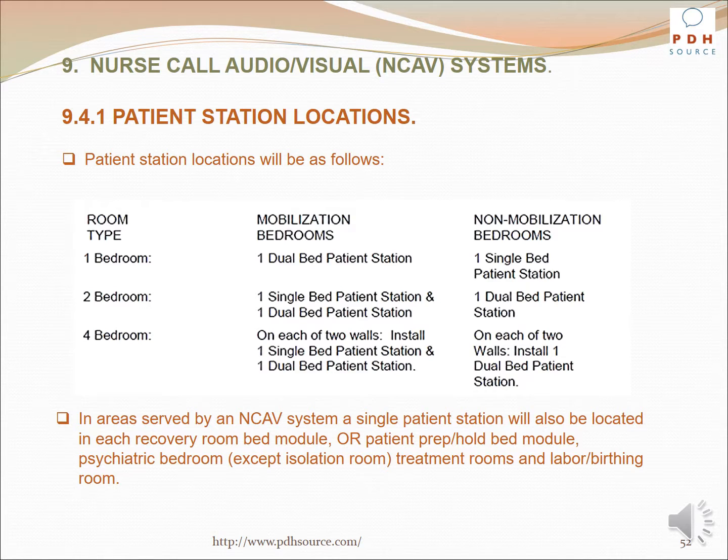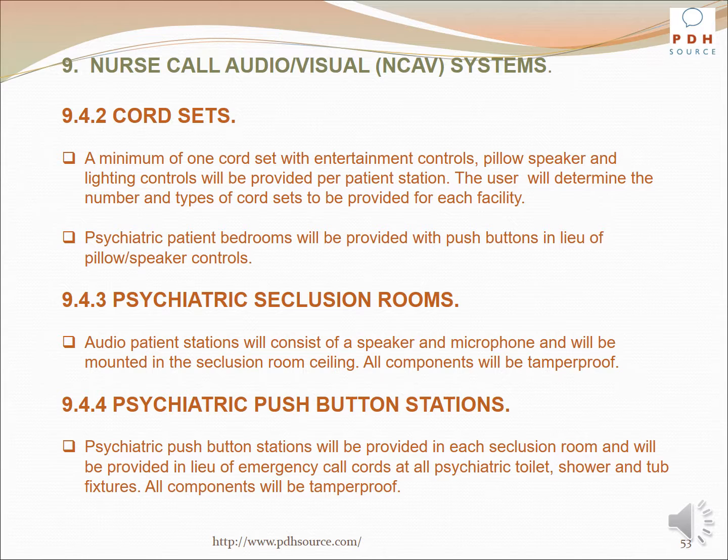Patient station locations will be as indicated in the table that you are looking at now. In areas served by an NCAV system, a single patient station will also be located in each recovery room bed module or patient prep hold bed module, psychiatric bed, except isolation room, treatment rooms, and labor birthing room. A minimum of one cord set with entertainment controls, pillow speaker, and lighting controls will be provided per patient station. The user will determine the number and types of cord sets to be provided for each facility.